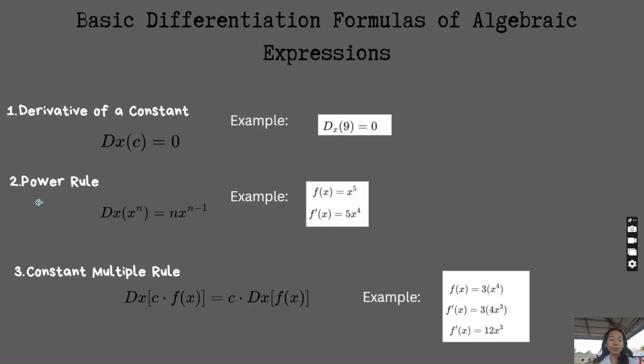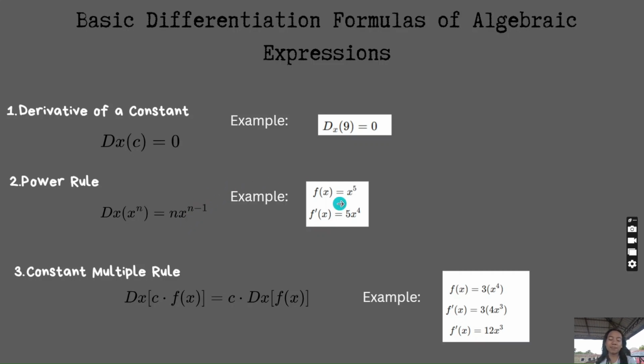So next is the power rule. Given the formula, the derivative of x to the n, or the derivative of the power n with the base of x, is equal to n times x to the n minus 1. So it will be simply bringing down the power to be multiplied with the base. And then the exponent of the algebraic expression will be subtracted by 1.